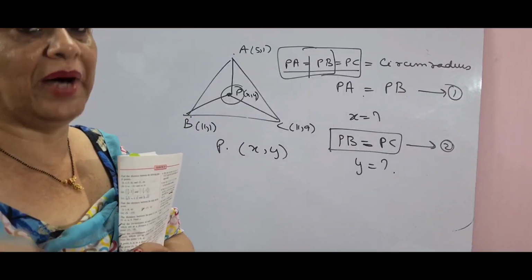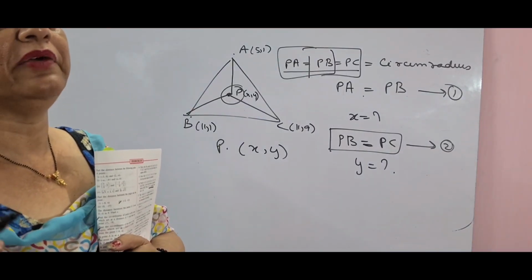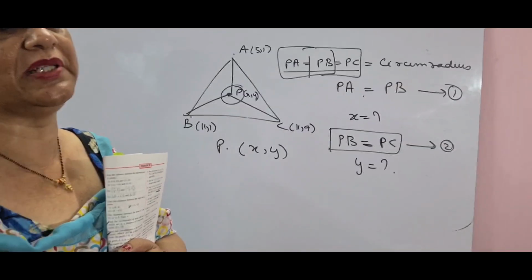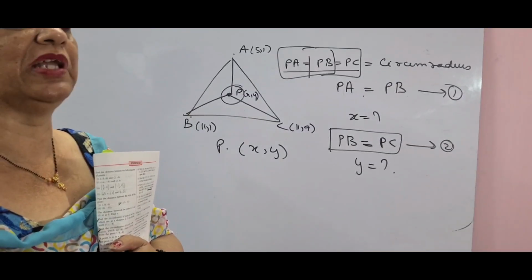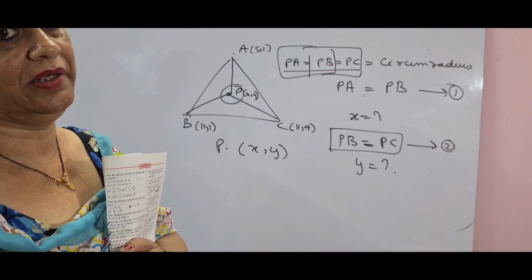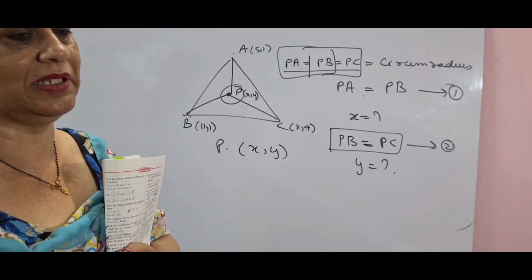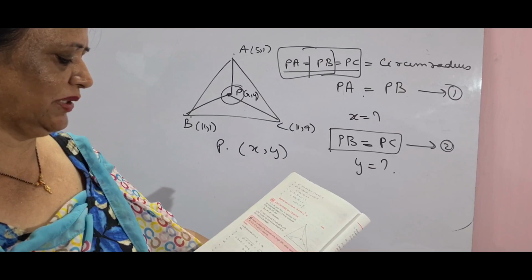By chance, if in the second we get an equation in two variables, then from the first equation you put the value of x to find the value of y. But you will not get that. These are very simple sums. It is given in the example also, page 334, exactly the same sum.